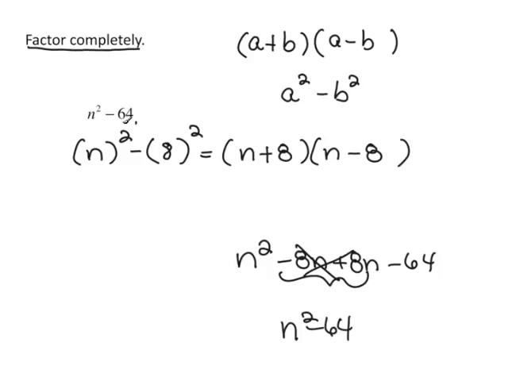So when you have a binomial and you have a minus sign, you want to see if these terms are perfect squares, because if they are, then you can factor using the difference of squares formula.